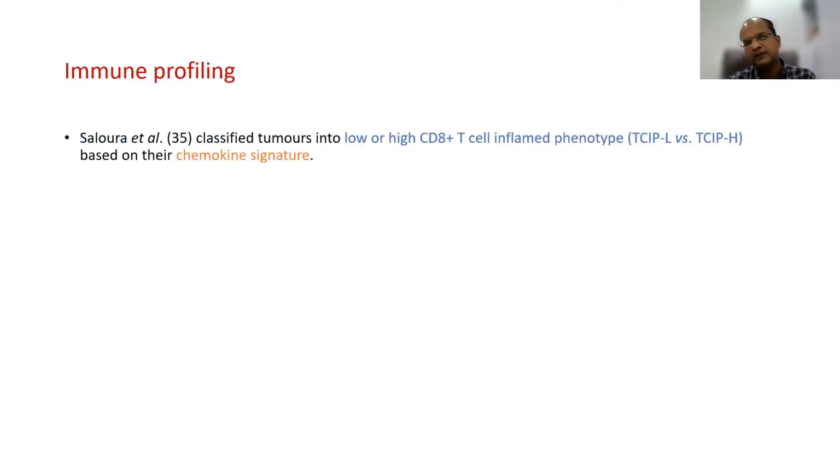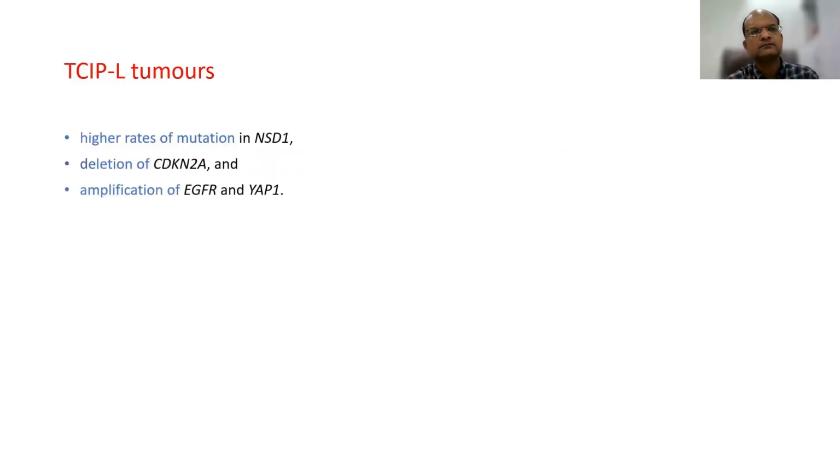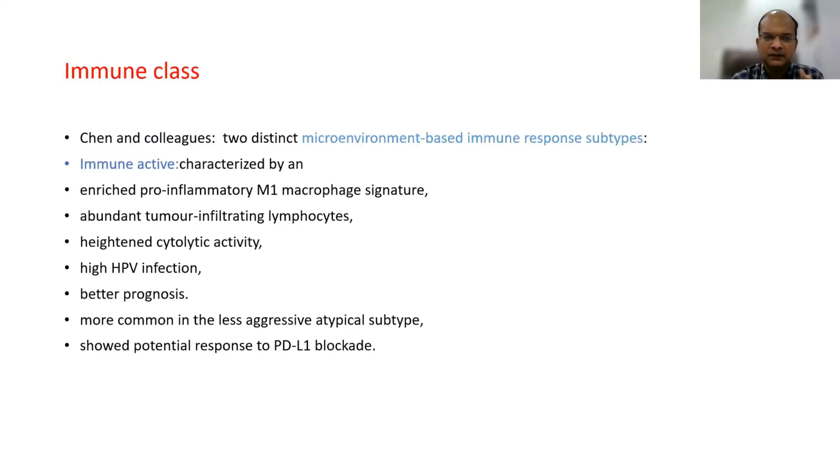Based on immune profile, there are different ways to classify. If we see CD8 positive T cells, if that infiltrate is high, it's called T cell inflamed phenotype high, and if that inflammation is low, then it's known as TCIP low type. This TCIP low type has a higher amplification of EGFR, so this tumor may respond to cetuximab.